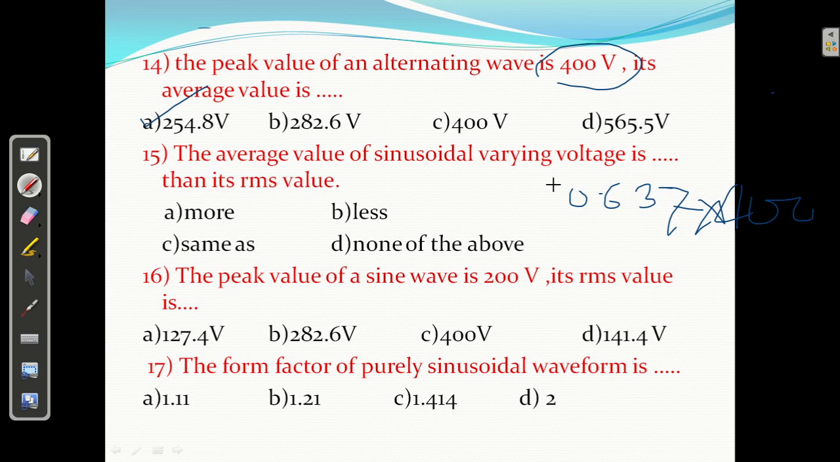The average value of sinusoidal varying voltage is less than its RMS value. Always RMS value is more, so average value will be less. The peak value of sine wave is 200 volt. Its RMS value will be, peak value अगर 200 तो RMS value will be 200 upon root 2. If you do it, you will get 141 volt. The form factor of purely sinusoidal waveform is always 1.11.